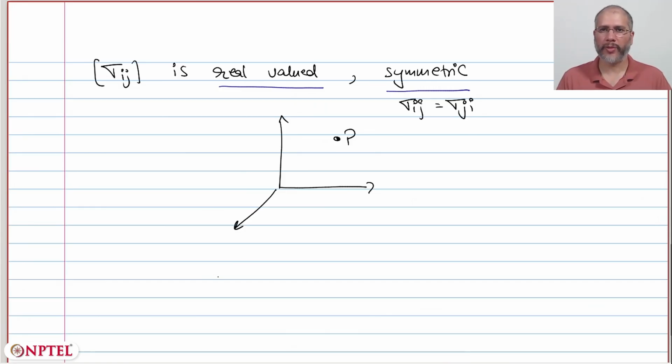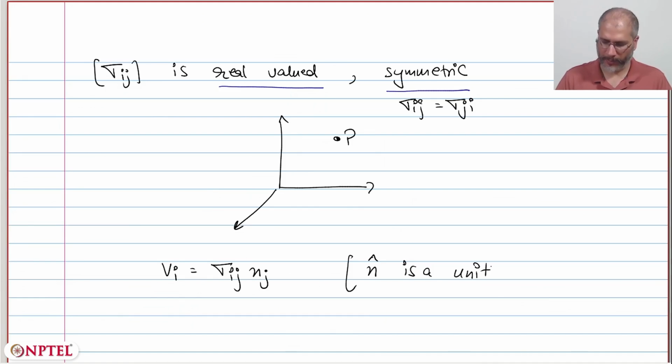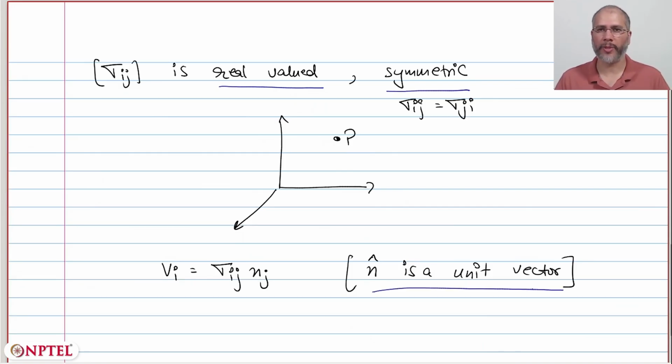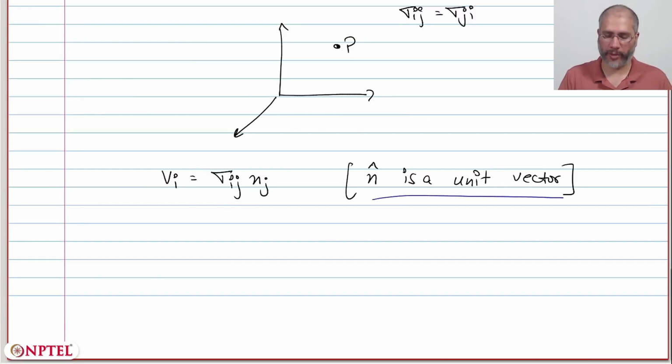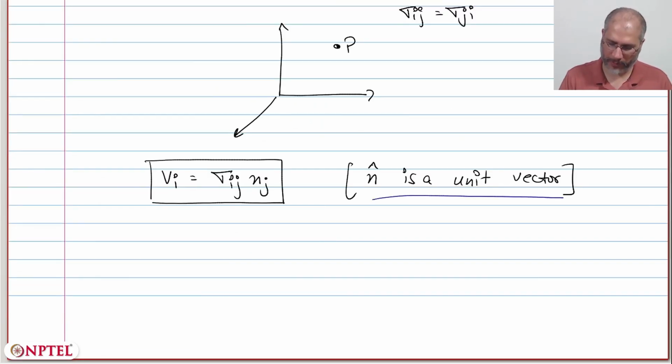In addition, we'll also assume that the vector u we talked about in the linear transform is a unit vector. So we'll write it as Vi equals sigma ij nj, where n hat is a unit vector. So these are some assumptions we are making to start the discussion on principal values and directions today. I will box this equation because this is the equation of interest today.